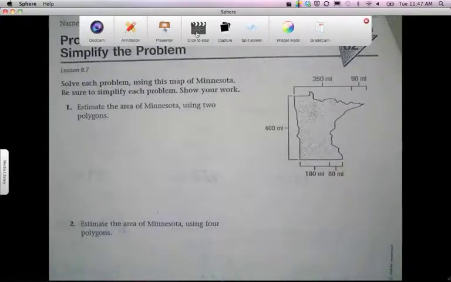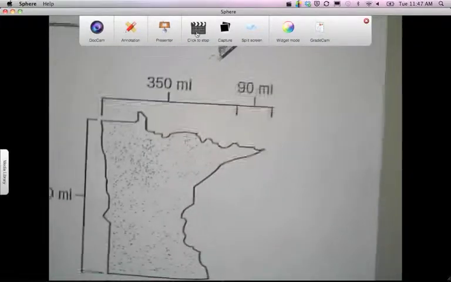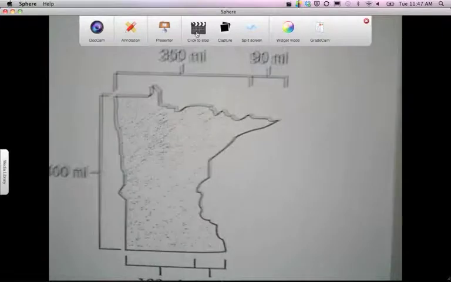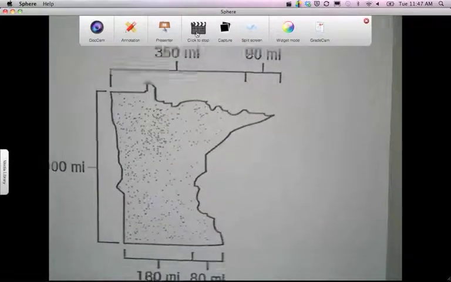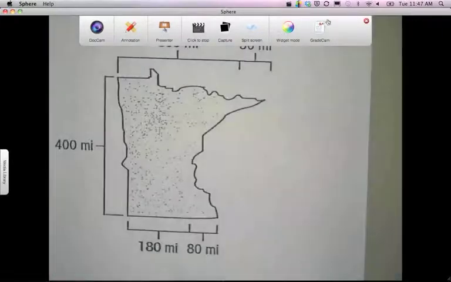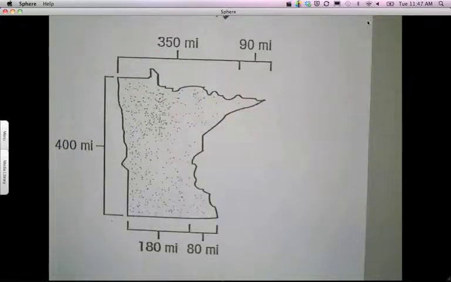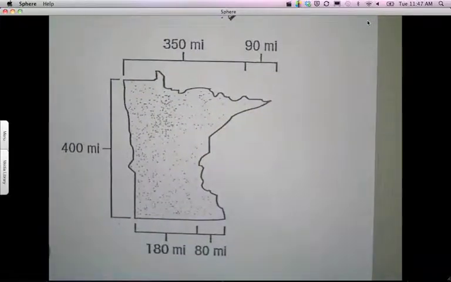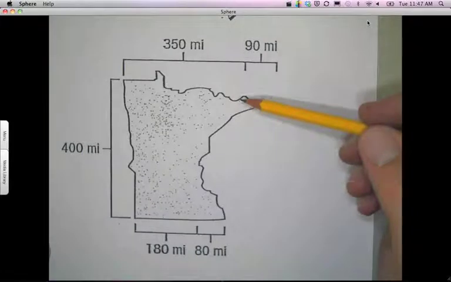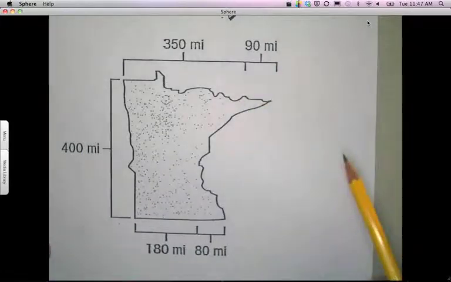For the sake of size, I'm just going to make a giant copy of this, which I've got here, and I'm going to show you how to divide it up into different polygons. I've got to zoom out just a little bit so we can get all the numbers on the screen. Okay, so there's my map of Minnesota, and you can see some of the measurements on here. It's a little bit easier to see this now when it's blown up to gigantic size.